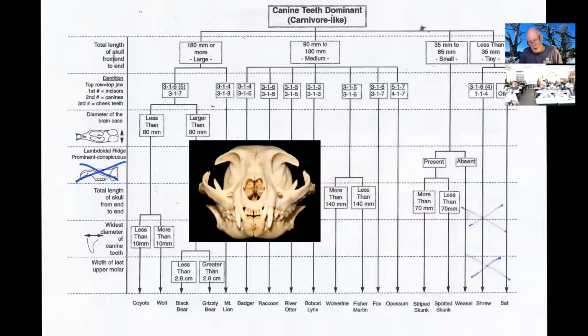Then the next thing we're going to do, if you look on the left-hand side at the top of the paper, it says total length of the skull from end to end. So you're going to need a ruler, and the ruler has to be in centimeters. So you may need to double check with each other that you know how to measure centimeters and also down to millimeters.